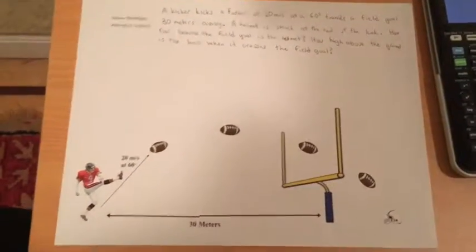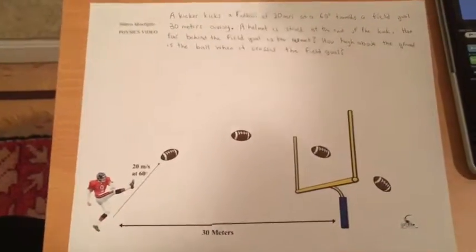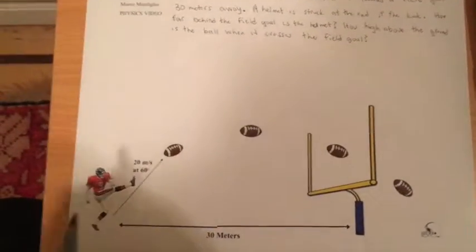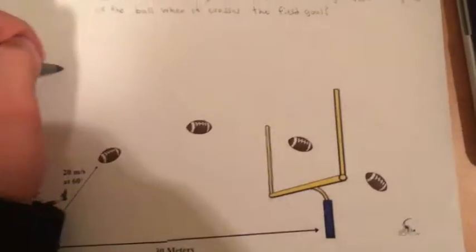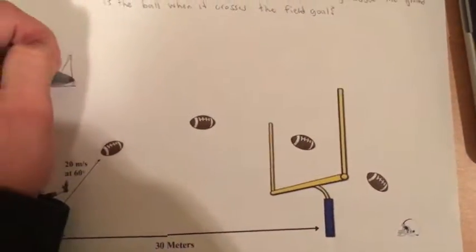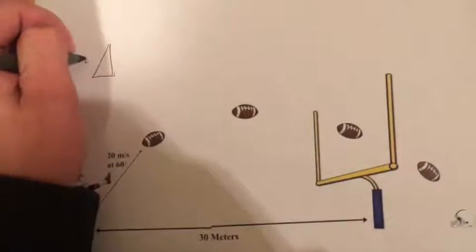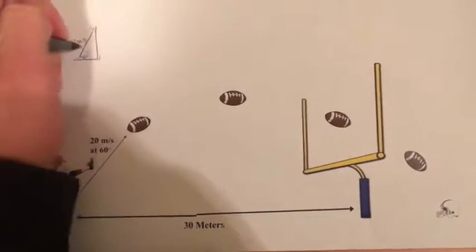So to first start, we want to solve for the range because that is where the helmet will be. So to start, we are going to use this vector here, and we are going to draw a triangle with it. And then we're going to put 20 meters a second here and a 60-degree angle there.